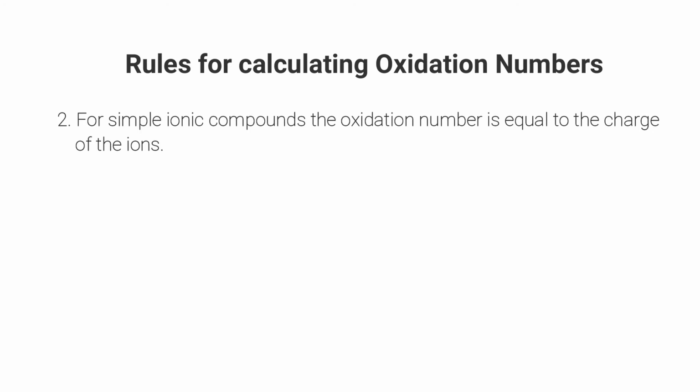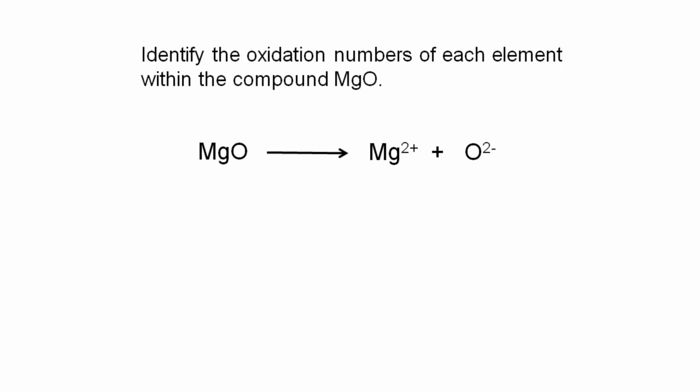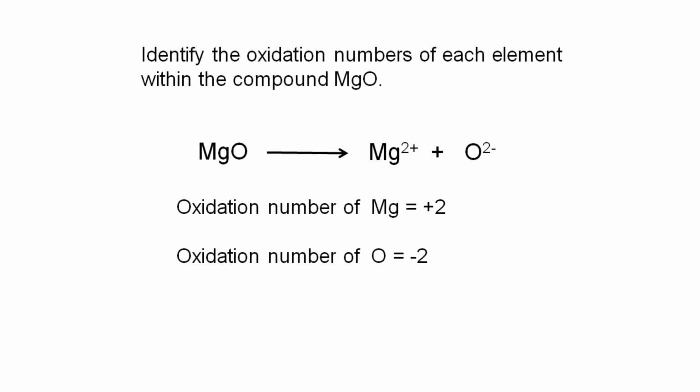Another example is magnesium oxide, which is also an ionic compound and dissociates or splits into magnesium 2+ ions and oxygen 2- ions. And if you are asked to identify the oxidation number of each element in magnesium oxide, simply take a look at the charges, and that will equal the oxidation numbers of the respective elements. So magnesium will be 2+ and oxygen will be 2- in this case.